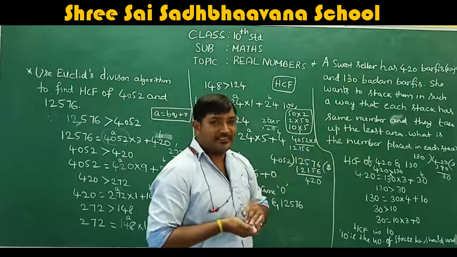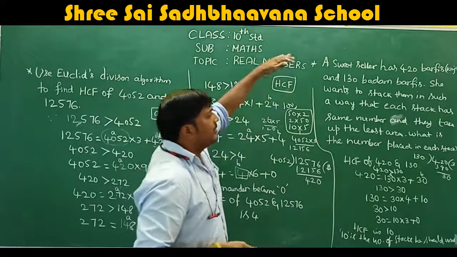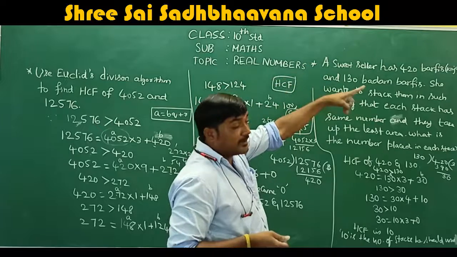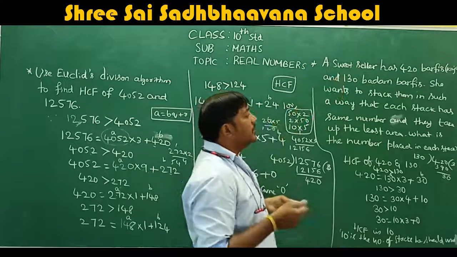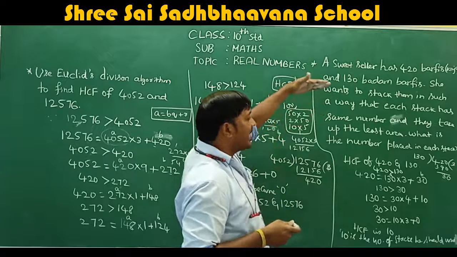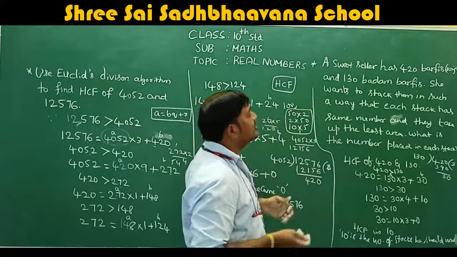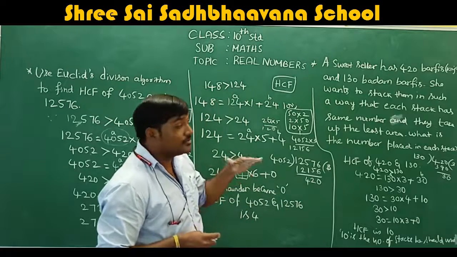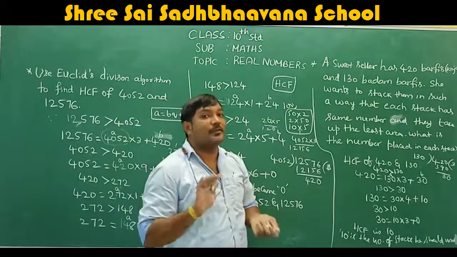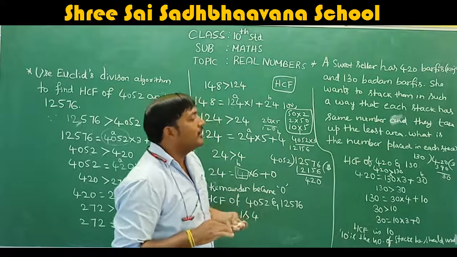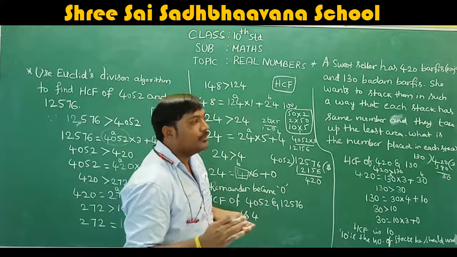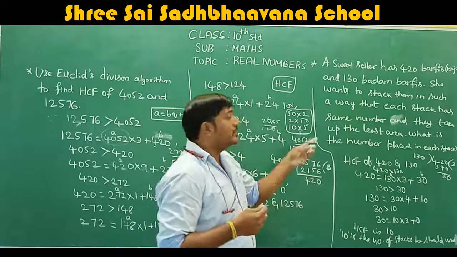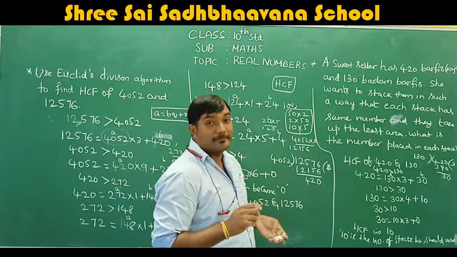Okay, I'll just explain this once again. Some seller has 420 Kaju burpees, that is written in the bracket, and 130 Badam burpees. He wants to stack them in such a way that each stack has the same number. Remember, each stack should have the same number of burpees, and they should take the least area to accommodate. Understood?